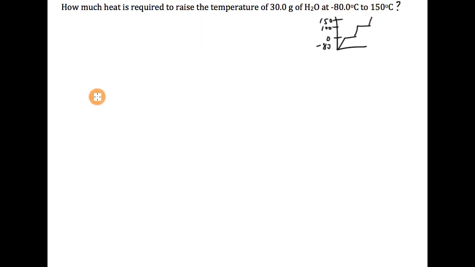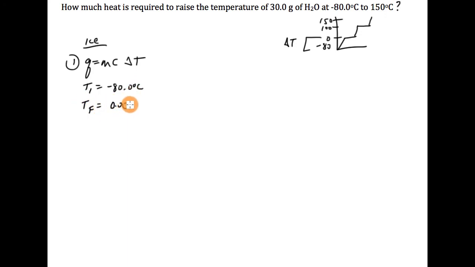Okay. All right. So I'm going to do part 1, which would be just that heating of the ice. Now there's a change in temperature, as I said before. Whenever there's a change in temperature, you're going to use Q equals MC delta T. Okay. Keep in mind that at this temperature, we're going to have ice. Okay, it's really important to keep in mind that we have ice. So my initial temperature is negative 80 degrees Celsius. My final temperature is 0 degrees Celsius.